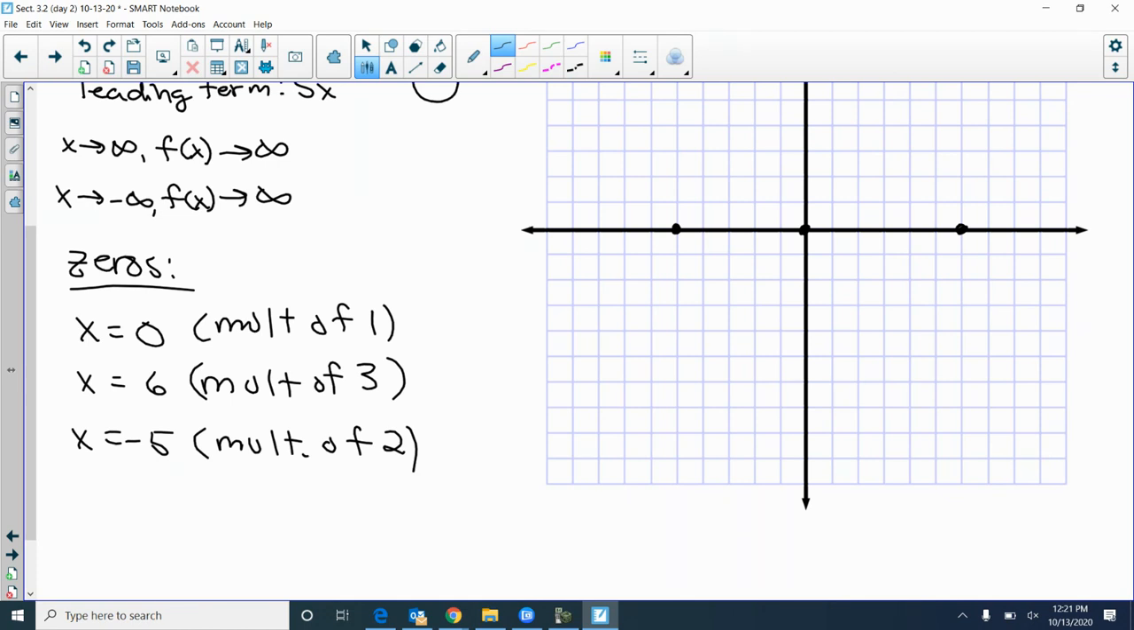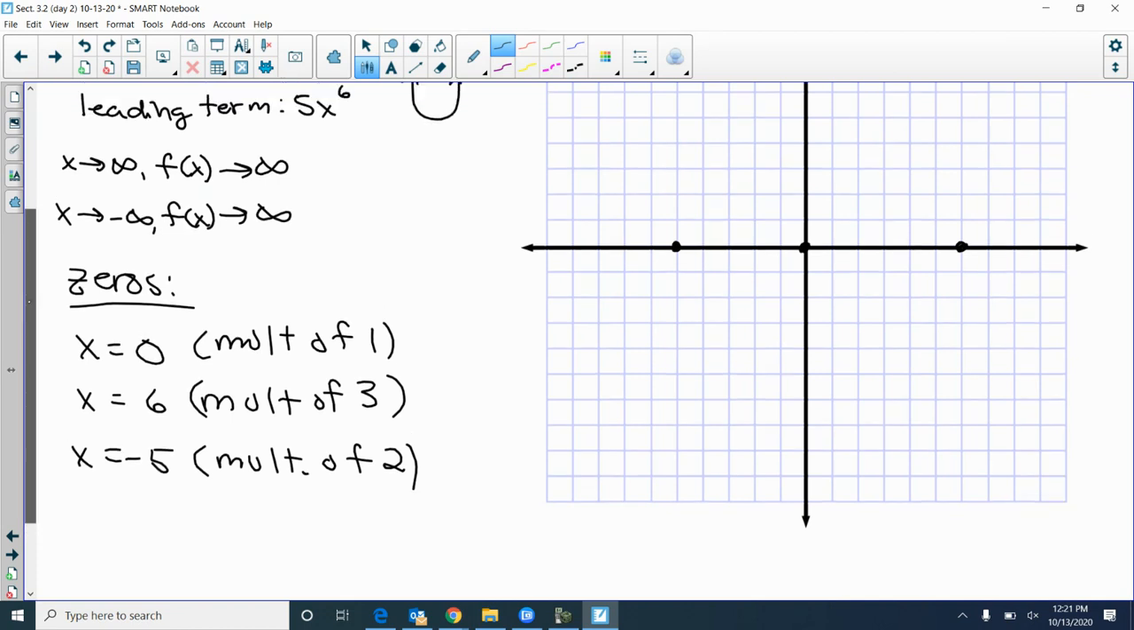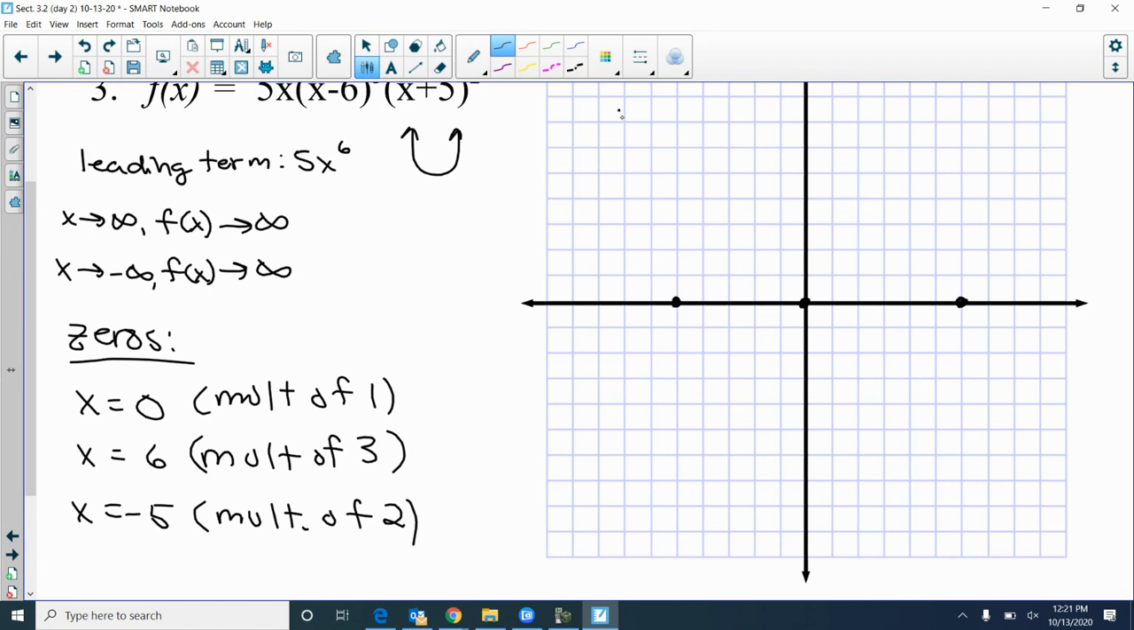So what happens at negative 5 when it hits there? Since there's a multiplicity of 2, it's going to bounce. Okay, so that's the first thing that happens. So I start to the left of it, it's going to come down, it's going to bounce. What happens as it goes through, hits 0, it has to go through it.